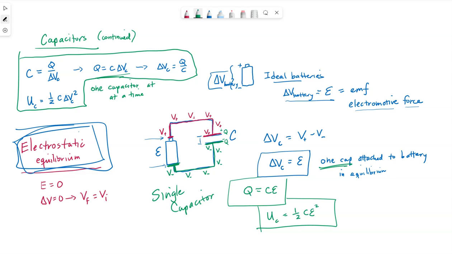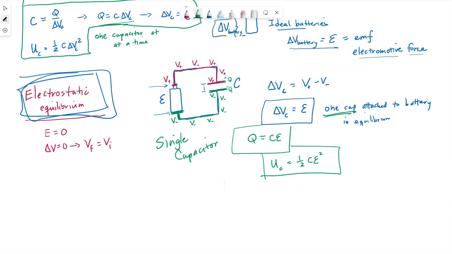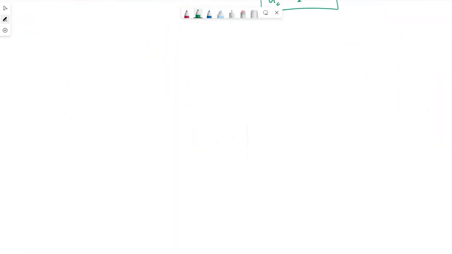We sometimes need more than one capacitor, and there are two fundamental ways we can connect these capacitors together. So let's walk through that. One way that we can connect capacitors is called in series.